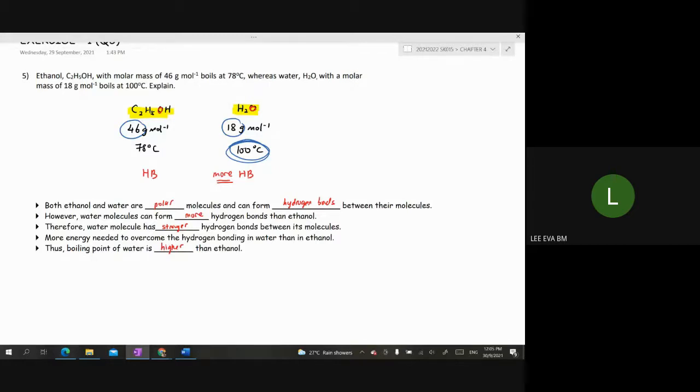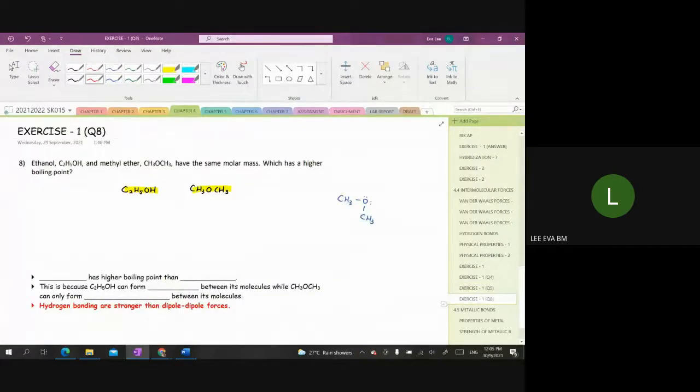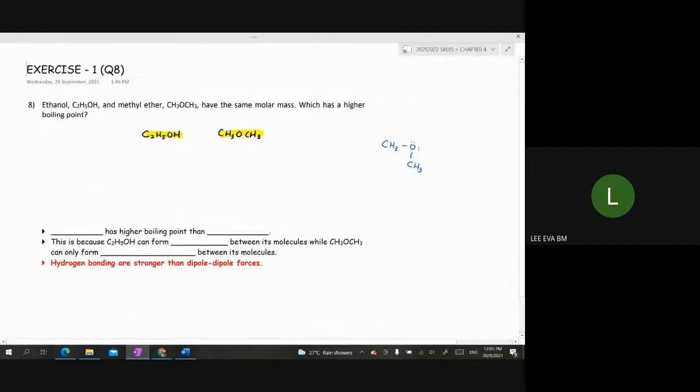Alright, is that good for everyone? Clear, yeah? Clear, madam. Right. For question number 8, you all can try first lah. If you got any questions, then madam can discuss later on, because the explanation is quite short. You can screenshot this one. And then structure for CH3OCH3, madam show it over here. And then think about what force could we have for this methyl ether. Okay, and then you try to fill in the blank for question number 8.